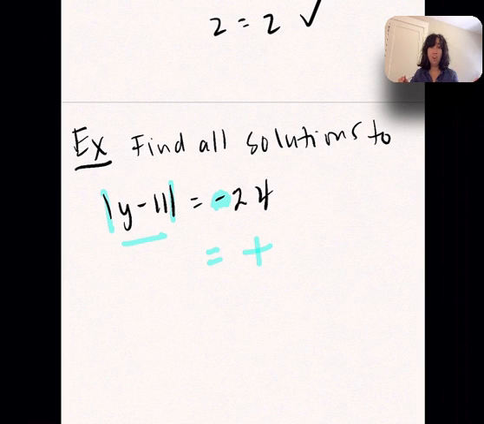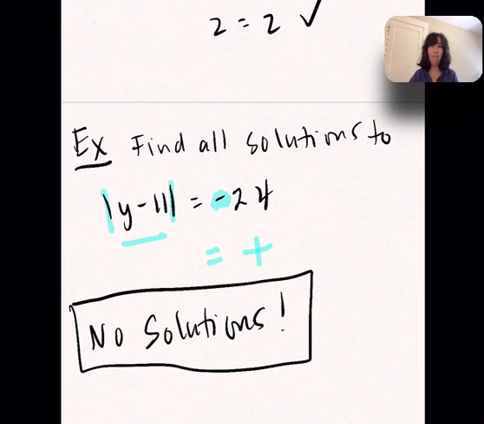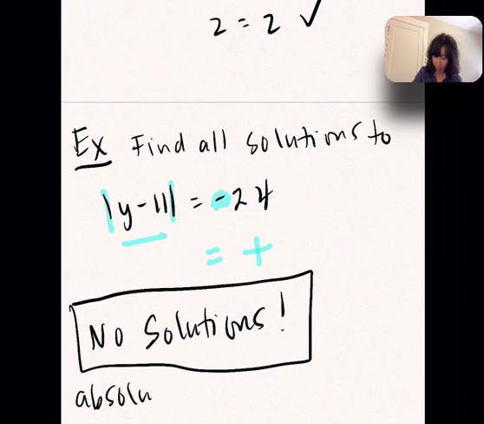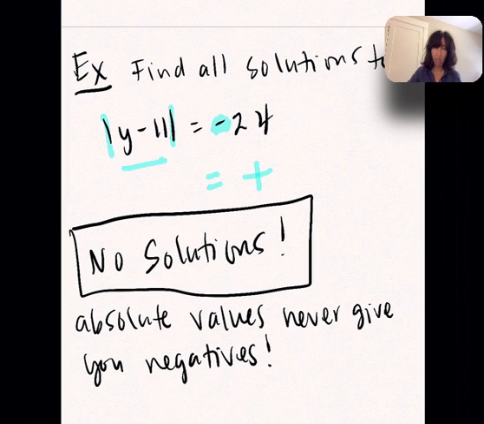So this thing right here, it can't ever be true. This is going to have no solutions. No solutions at all. It can't ever be true. And that's because absolute values never give you negatives. Okay, so you have to actually think kind of hard to do these ones.